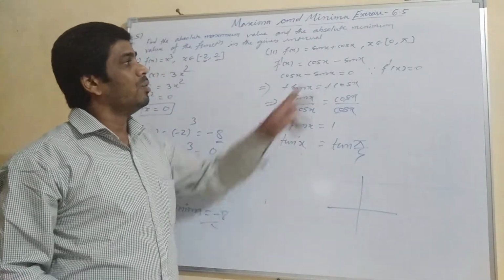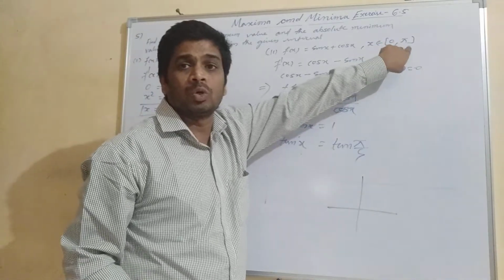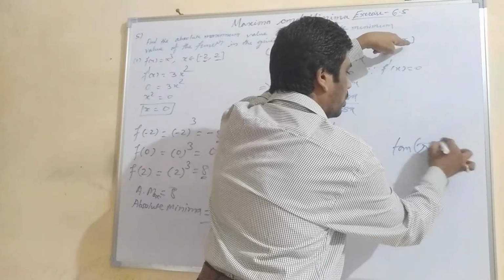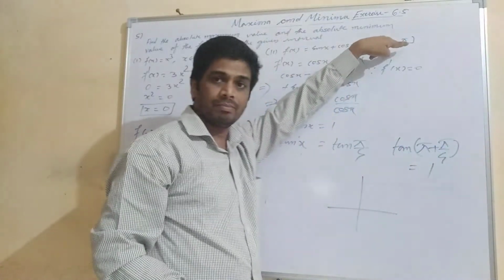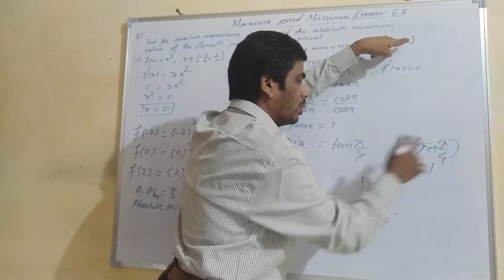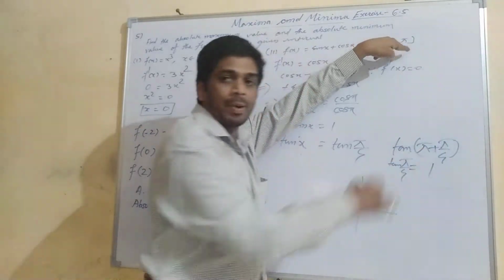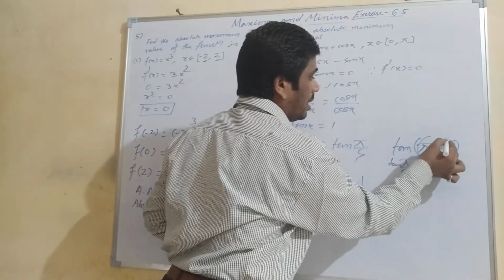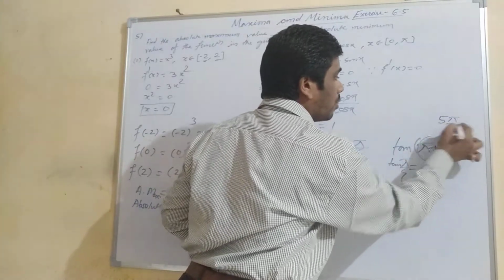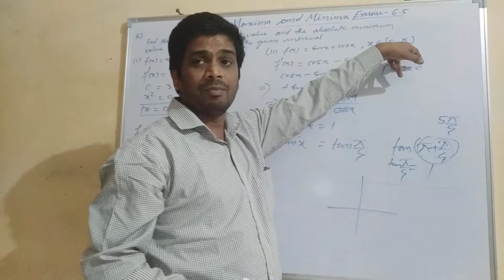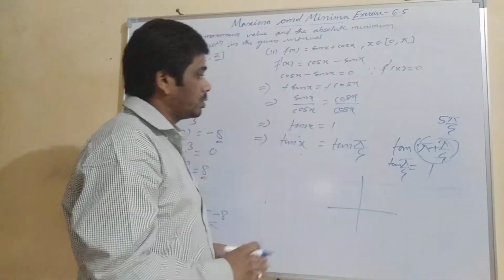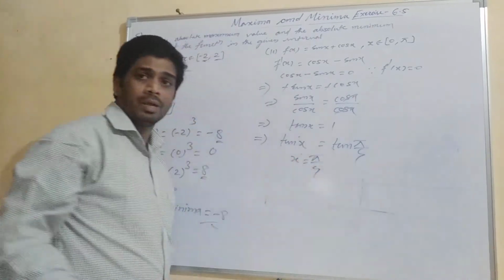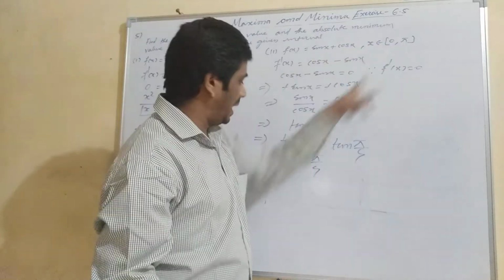But here we have to take x between 0 and pi. Pi plus pi by 4 is 5 pi by 4, which is bigger than pi. But we have to take x between 0 and pi, which means we take x equal to pi by 4 only. So the values we got are 0, pi and pi by 4.